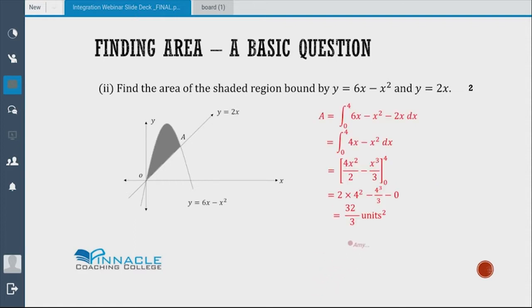So let's have a look at the working. Very simple. So the top function is the parabola and the bottom function is 2x. Simplify the algebra a bit and then do the integration. And then it's just a matter of then subbing the numbers in there. So 4 goes in first and then 0. Everything's going to be 0 on the second part and then put that into the calculator. All right, good. So let's take a look at the next one.